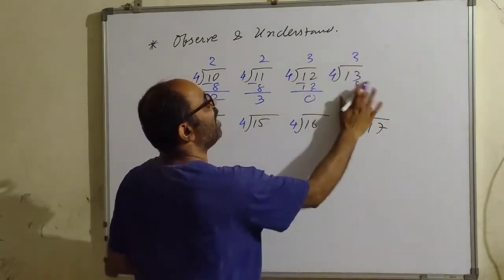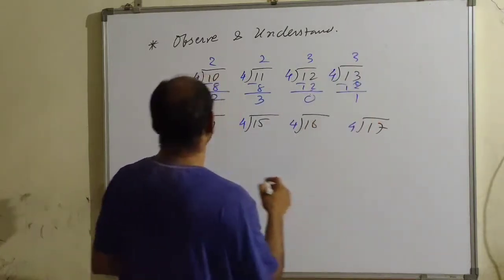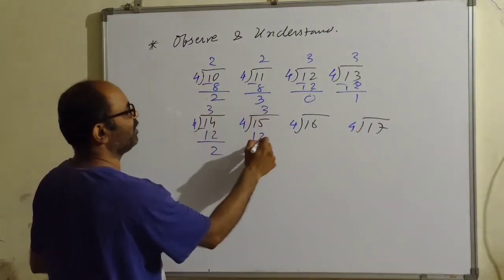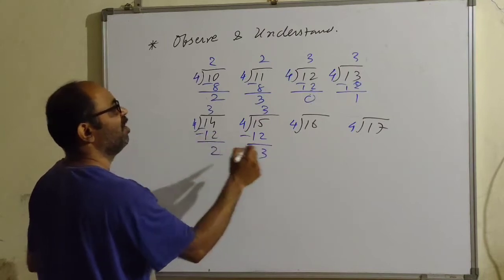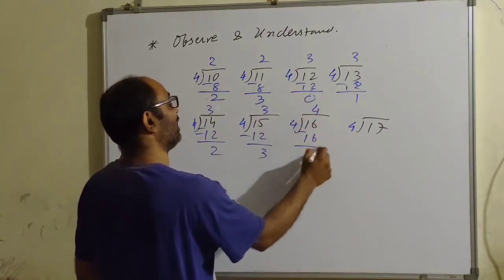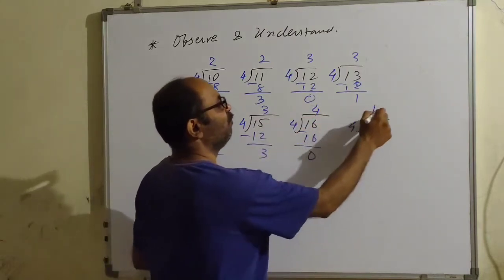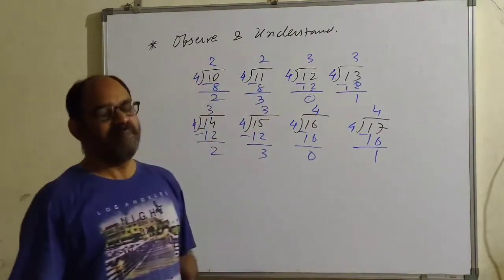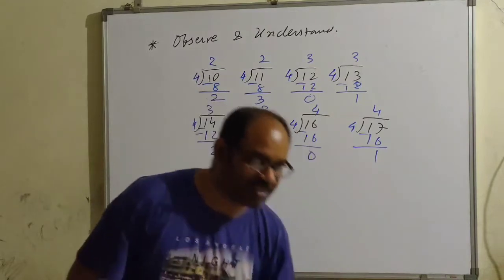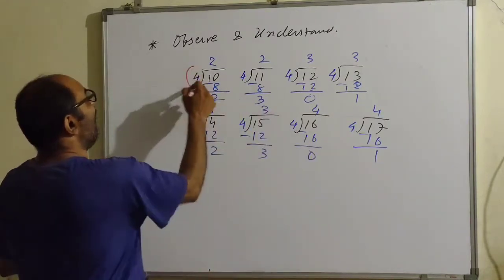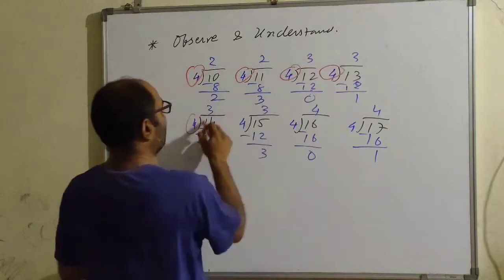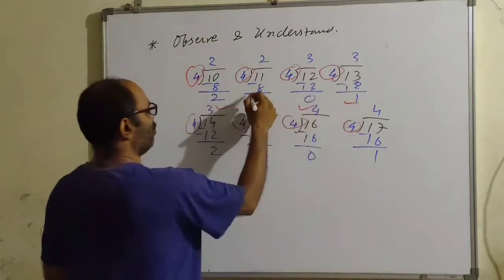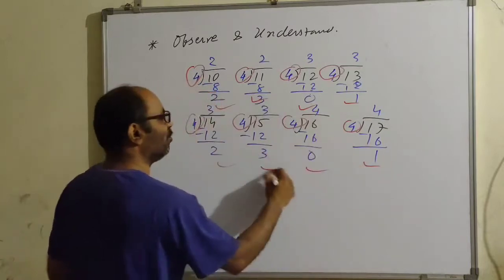4 3s are 12 and the remainder is 1. 4 3s are 12 and the remainder is 2. 4 3s are 12, remainder is 3. 4 4s are 16, exactly divisible, so remainder is 0. 4 4s are 16 and the remainder is 1. What remainder do you observe here? The divisor is 4 in each case. And what do you find as the remainder? 0, 1, 2, 3, 0, 1, 2, 3.